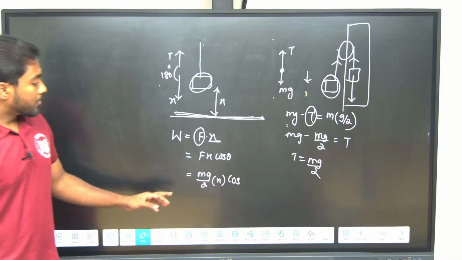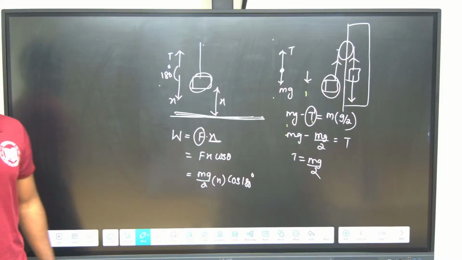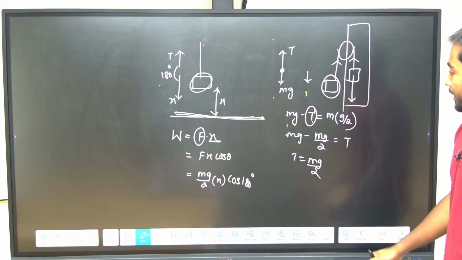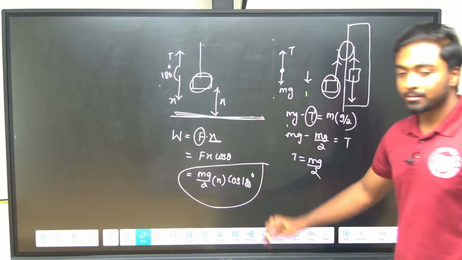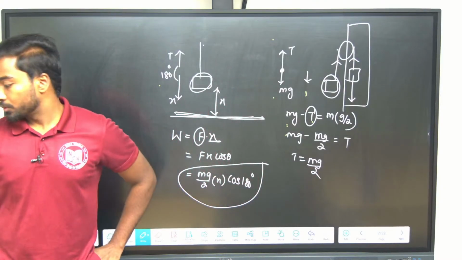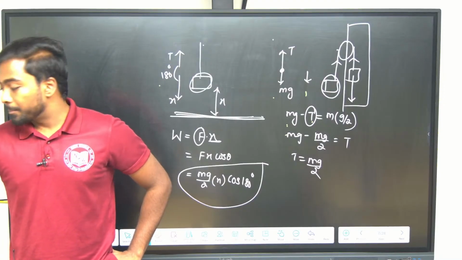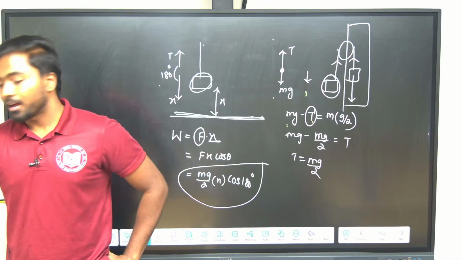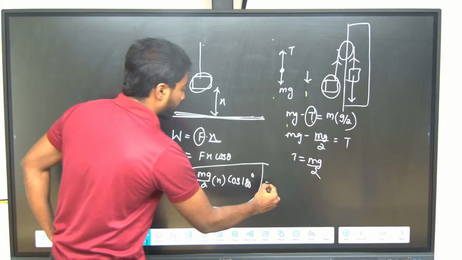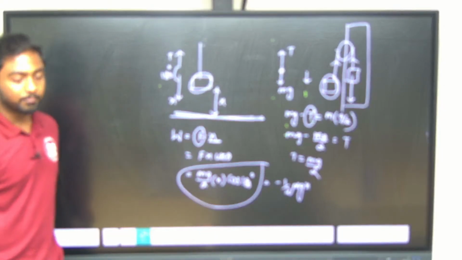Got it? So what will be the answer? Everything should be in terms of mass, gravity and displacement, mg x only. So I will read out the options. Options are mgx, mg x square, minus of mgx, and mg x square. So minus of mgx is the answer.